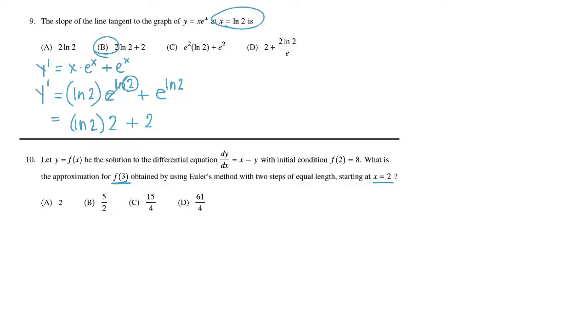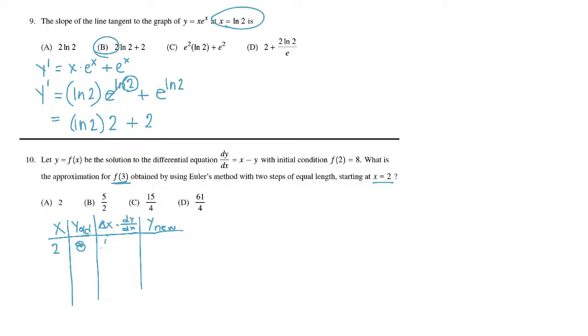Let's set up our chart that we normally do. We have our x value, and then we have our y old, and then we would have our changing x's times our derivative value, dy dx, and then we're going to have our y new, which is the sum of the previous two columns. So let's go ahead and fill this in. We're going to start at 2, which has a y value of 8. My changing x's is 1/2.